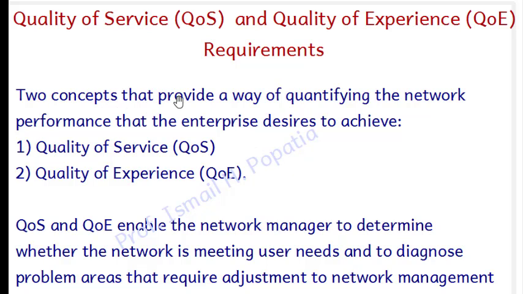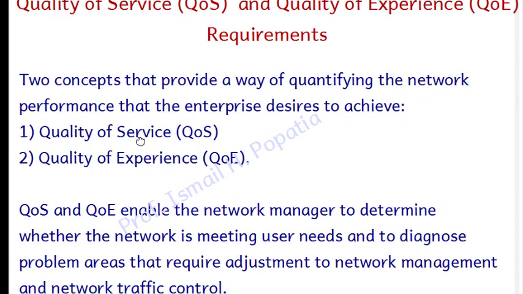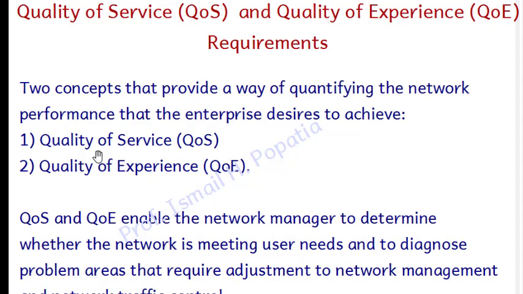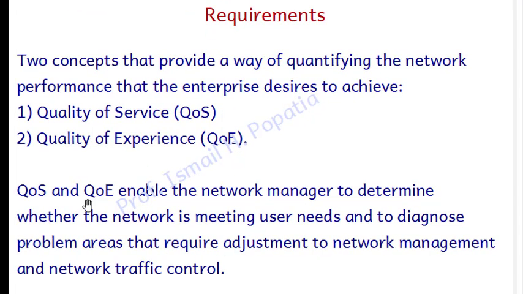There are two concepts that provide a way of quantifying network performance. These are the two things which can tell whether the requirements are satisfied or not: quality of service, QoS, and quality of experience. These two parameters enable the network manager to determine whether the network is meeting user needs and to diagnose problem areas that require adjustment to network management and network traffic control. Different services and different applications require different types of services.